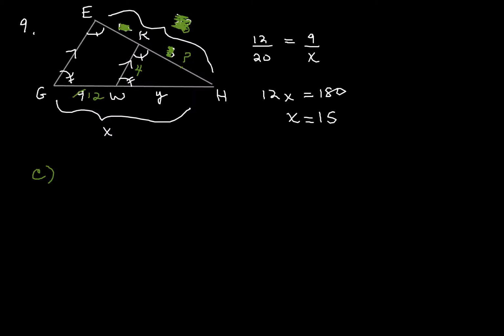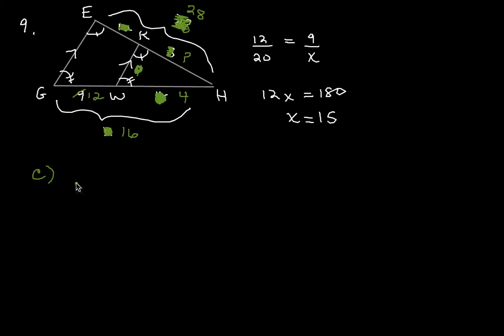Doesn't seem like we have enough parts. Let me just check and make sure I did everything right here. HW. I put that in the wrong spot. HW is 4. There we go. Now we have enough parts. Sorry, this is so messy. HW is 4. Okay, now we have enough parts to do it because we know that this long side is going to be 16.